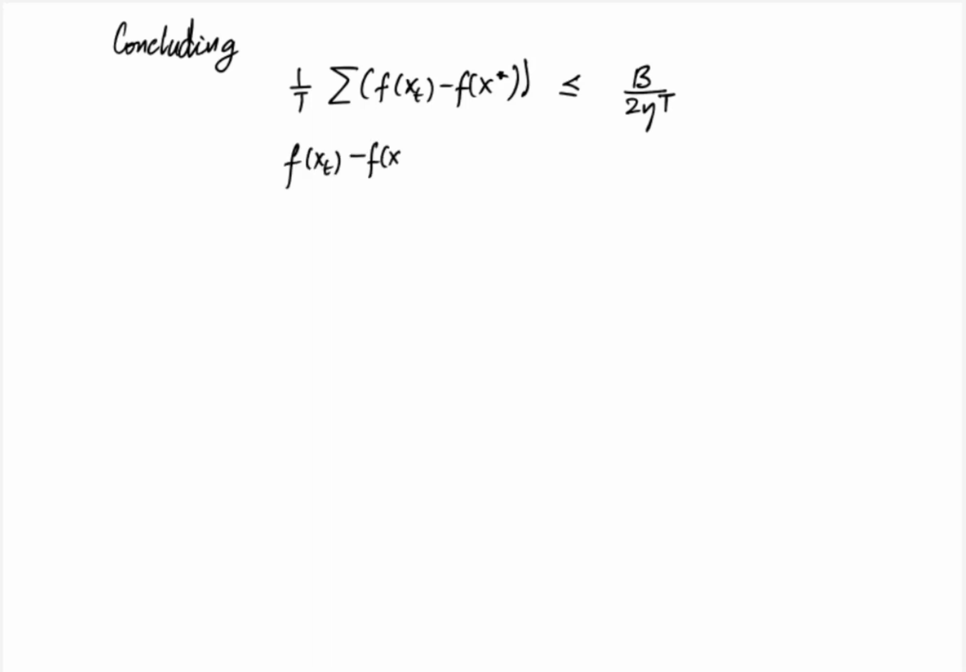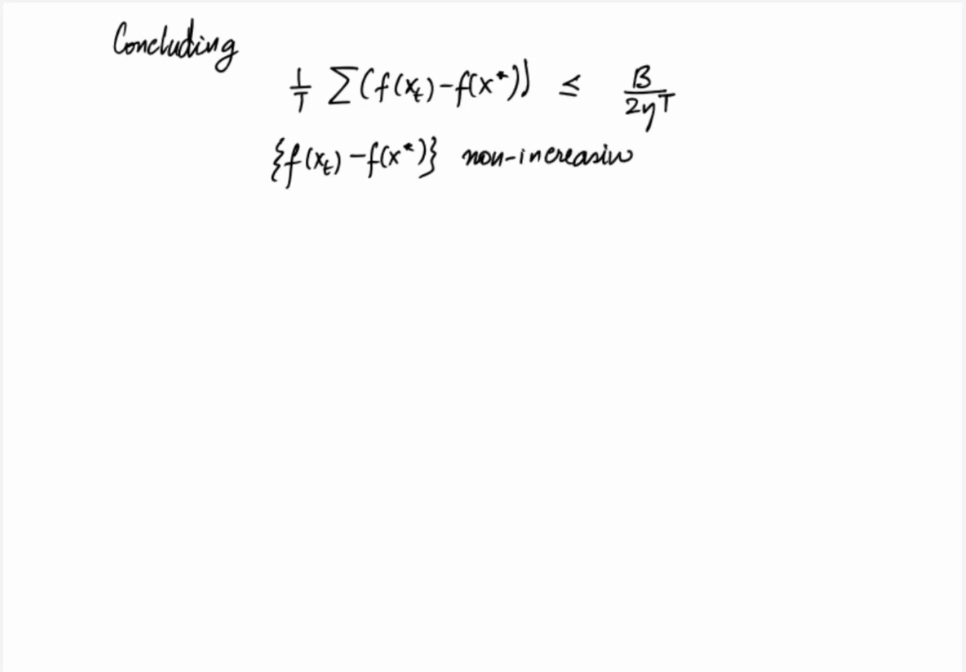To conclude the proof, let us summarize what we have established. We have shown that 1 over T times the sum for t equal to 1 to T of f of xt minus f of x star is less than or equal to b by 2 eta T, where we have divided both sides by capital T, and that the sequence f of xt minus f of x star is a non-increasing sequence.